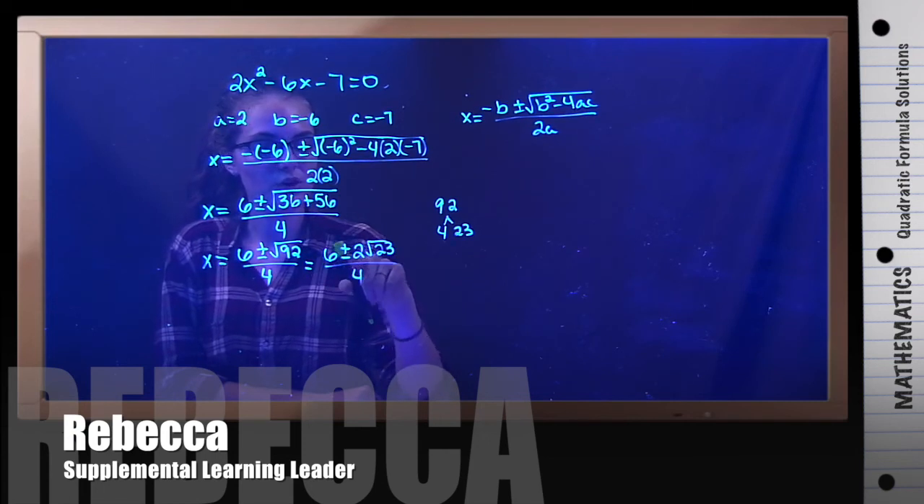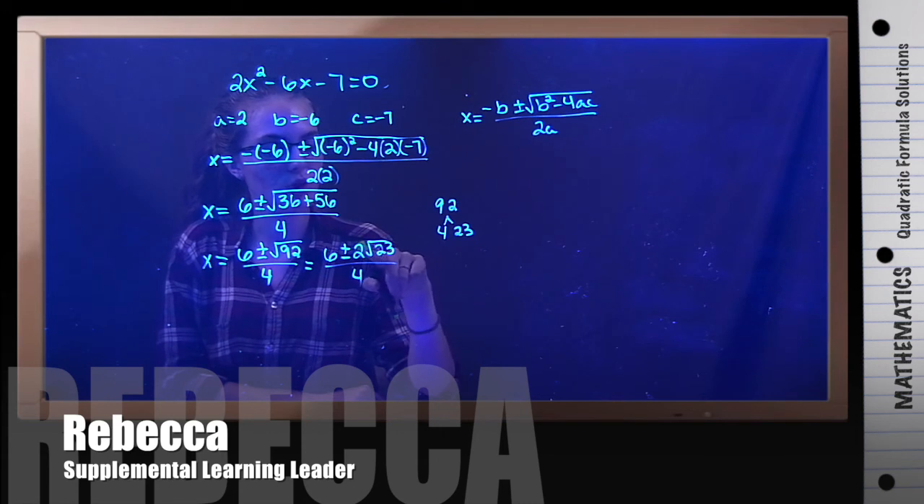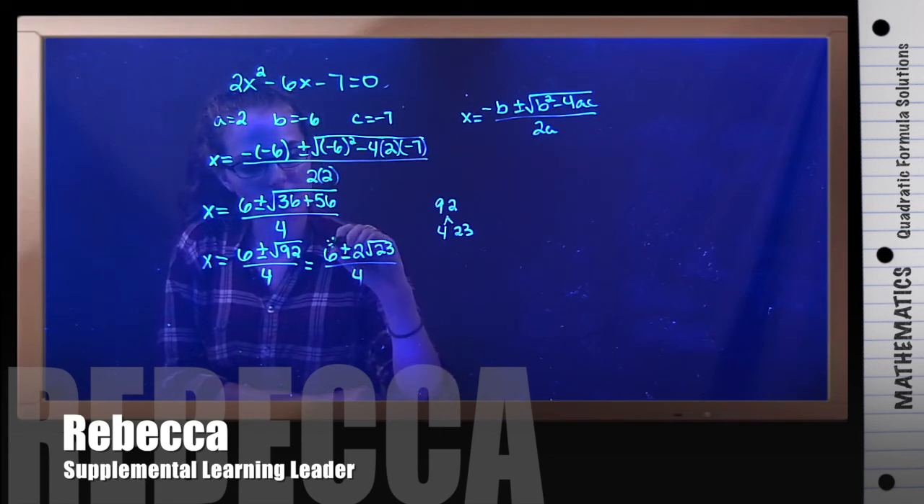And now because all of these numbers are divisible by 2, you want to simplify that even further. You don't have to worry about this number inside of the radical, only the number that's in front of the radical. So you can divide all of these numbers by 2.